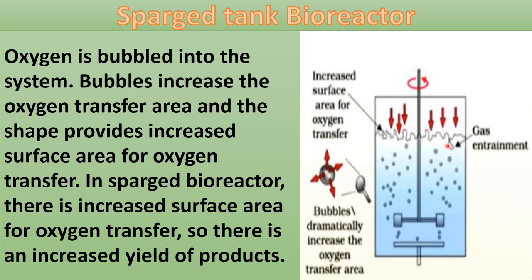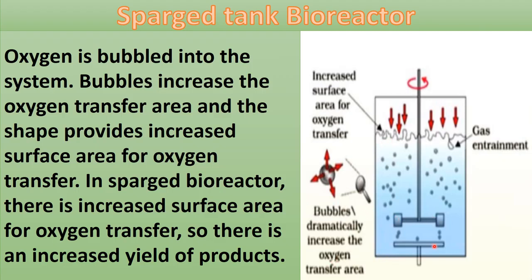And due to more availability of oxygen, what will happen? Yield of product will increase. So in the sparged bioreactor, there is increased surface area for oxygen transfer, so there is increased yield of the product. This is an advantage of the sparged tank bioreactor.